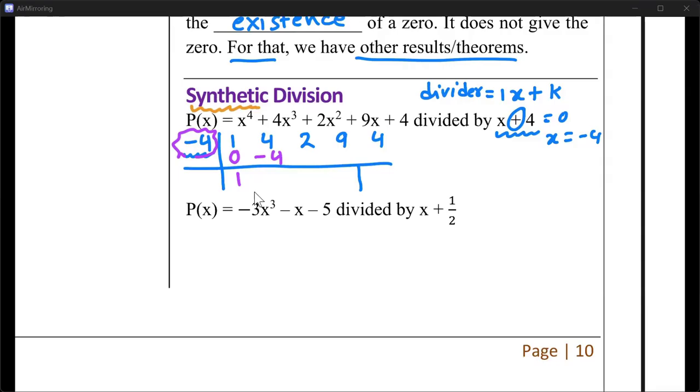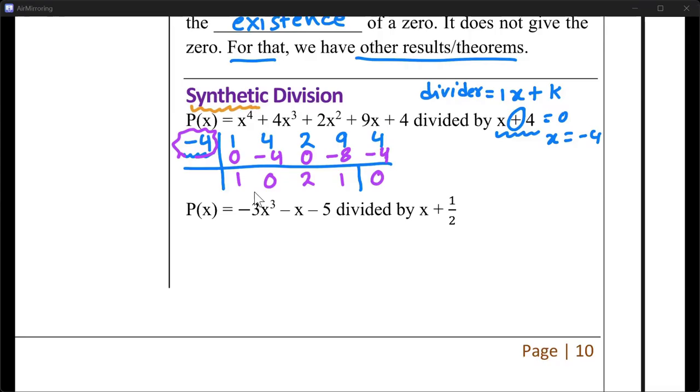Then we add that 4 and minus 4, you get 0. Then you multiply the minus 4 with 0, you have 0 here. You add 2 and 0, you get 2. Multiply the minus 4 with 2, you have minus 8. You add the 9 and minus 8, you get 1. You multiply the minus 4 with 1, you get minus 4. You add 4 and minus 4, you get 0. This is the process.